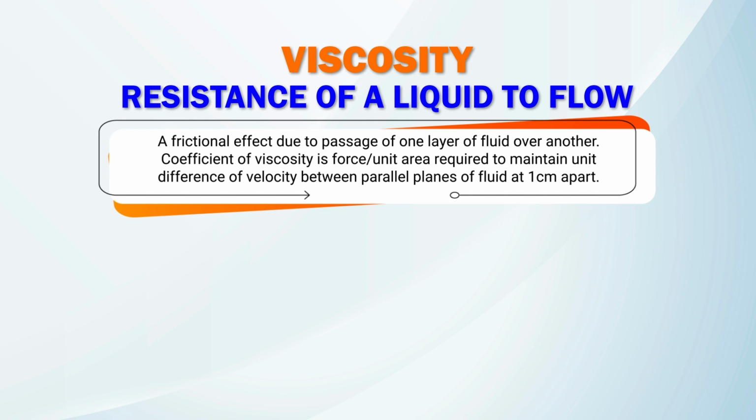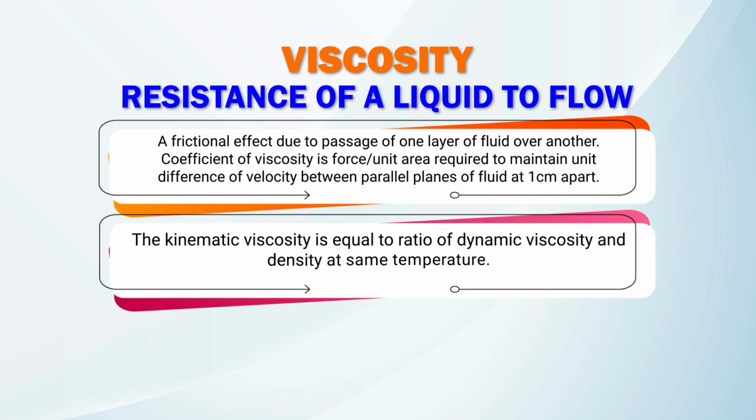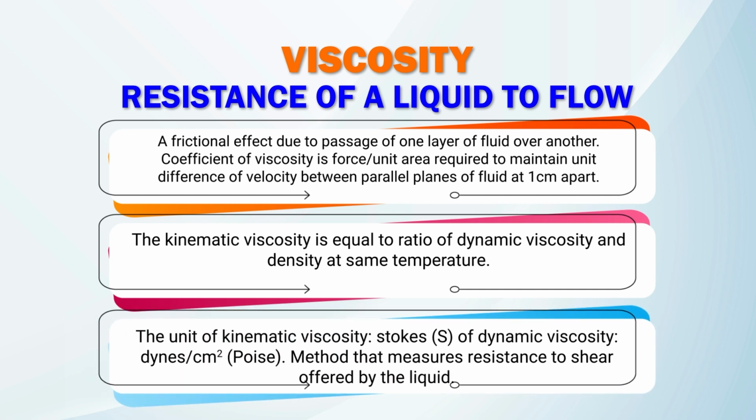Assume that there are two planes, one at 1 centimeter above the other one, then the coefficient of viscosity is the force per unit area required to maintain unit difference of velocity. Now the kinematic viscosity is equal to the ratio of dynamic viscosity and density at the same temperature. The unit of kinematic viscosity is Stokes, and dynamic viscosity is in dynes per centimeter squared, which is there in the poise or centipoise. A method that measures resistance to shear offered by the liquid is used for determining the viscosity.